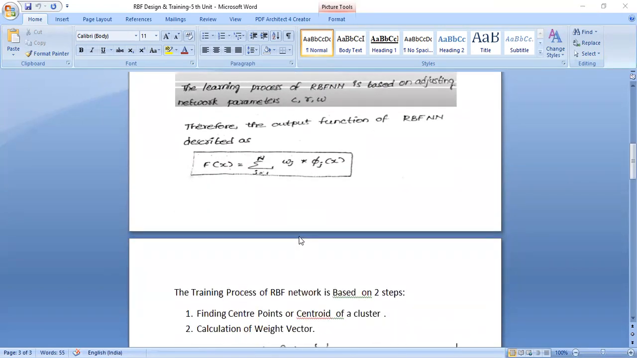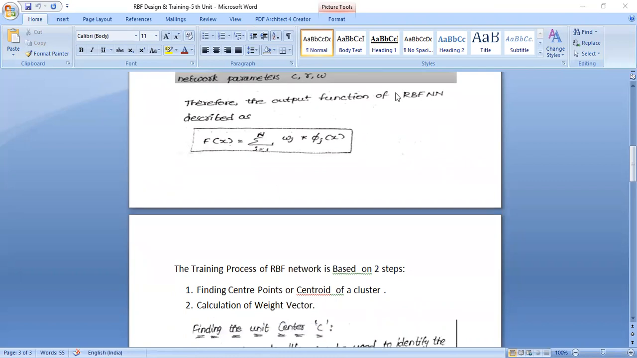Here phi of x is the activation function, or output, of an RBF hidden layer neuron. Now, what is f of x here? f of x is the output of the RBF network. The output of the RBF network is f of x equal to sigma j equal to 1 to n of wj, the weight vector, into phi j of x.